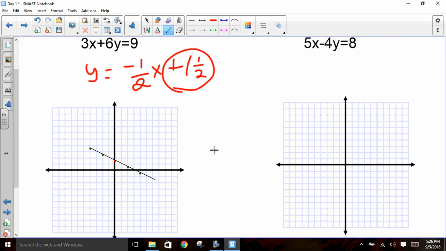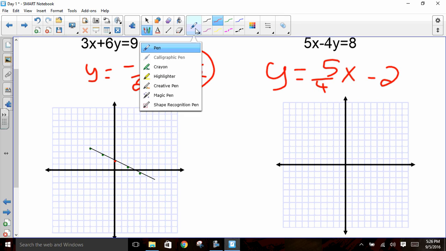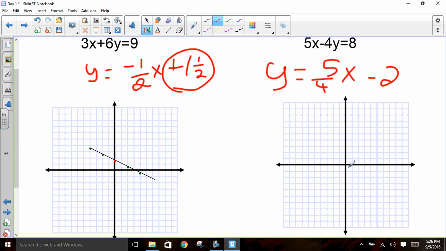And there's my graph. Okay, same idea. My equation from the slide before was y is equal to 5 over 4x minus 2. We're going to go ahead and start at negative 2, because that's where my intercept is. It's down 2. And then from there, I'm going to go up 5 over 4. Because this one is positive, I'm going to go up, not down.